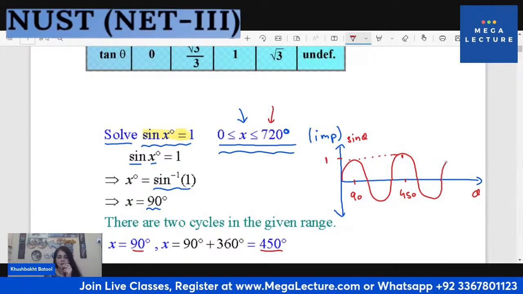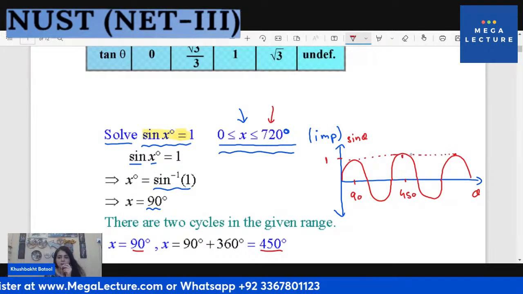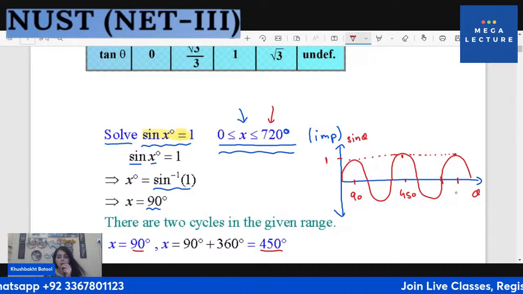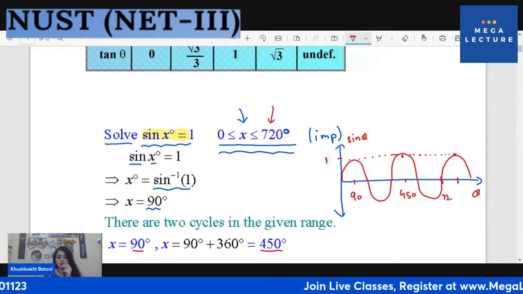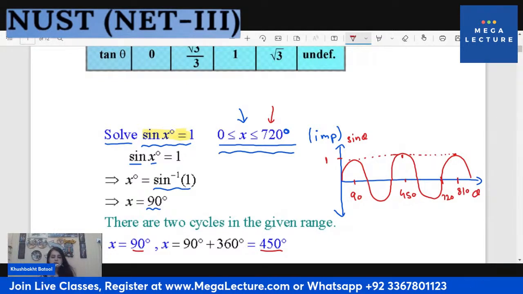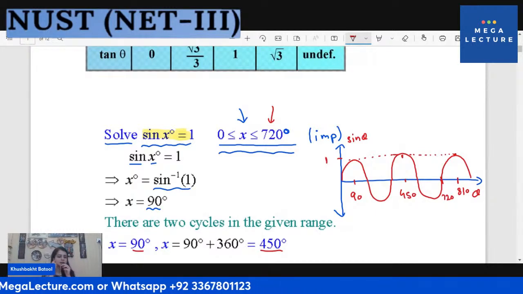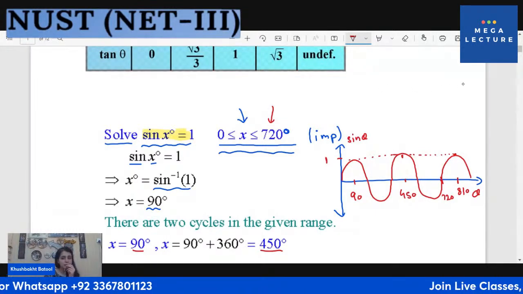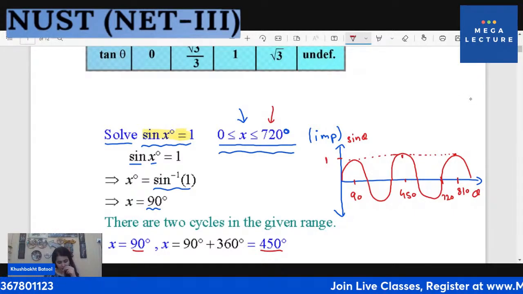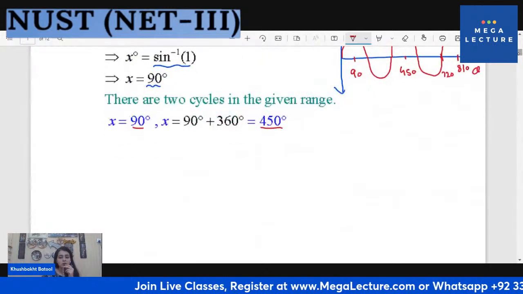If I continue making this graph again, this point would also be the correct answer because sine theta is again 1 at this point, but it would be something more than 720. This is 720 and it would be 810. Okay, so 810 is not valid in our case because it is outside the interval. That is why the answers are going to be 90 degrees and 450 degrees. So now we know that while answering these questions, we have to be sure that our answer must lie in the interval and we need to look for all the values.